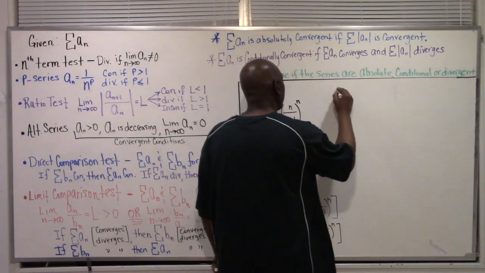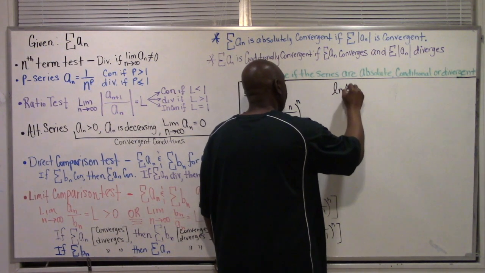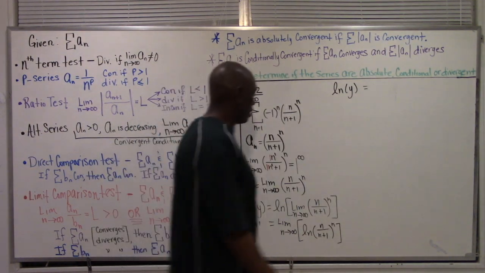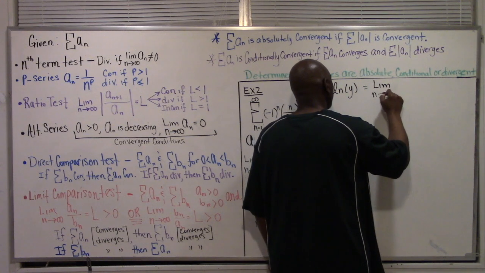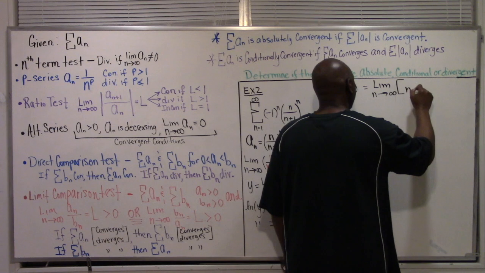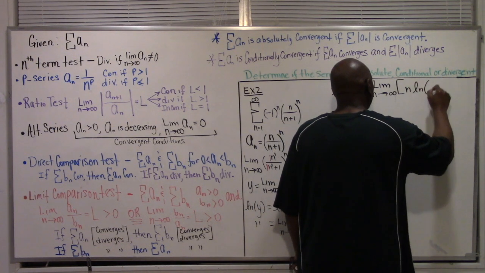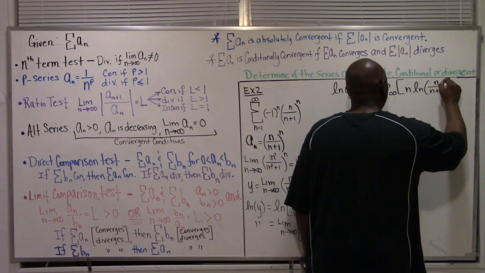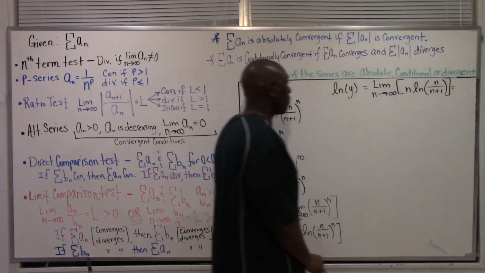So we have natural log of y. And it does equal, let's use the power rule now. It equals the limit as n gets increasingly large of n, the natural log of n divided by n plus 1.